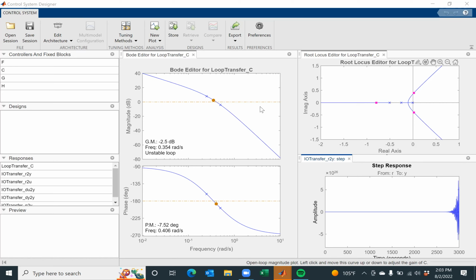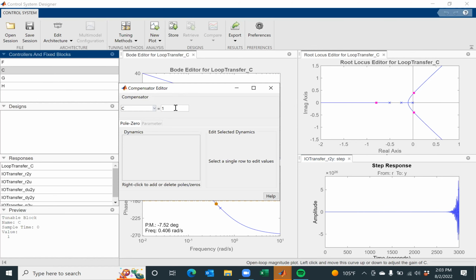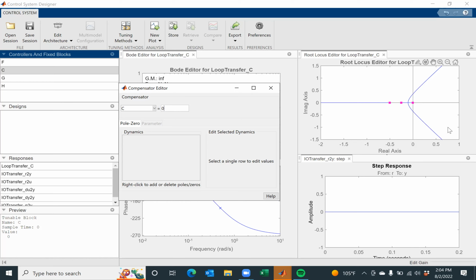Now, what I want you to do is, we will repeat the same exercise. Here is something: if you double click on C, it allows you to change these values interactively. So you can tune the value of gain equal to zero. Now you will see the C value has become zero. And when the C value, or the external gain, is zero, your poles coincide with the poles of the open loop transfer function.